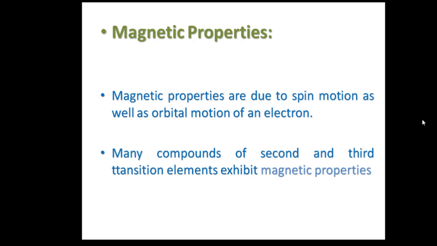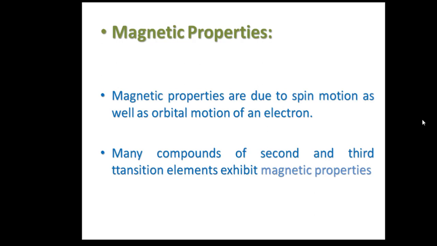So here in chromium, molybdenum, as well as in tungsten, they all have unpaired electrons, and hence when they have unpaired electrons, all of them will be paramagnetic in nature. And they show some special characteristic properties of paramagnetic nature. In the lower oxidation states also, such elements have unpaired electrons, and so they also show paramagnetic behavior in their lower oxidation states.